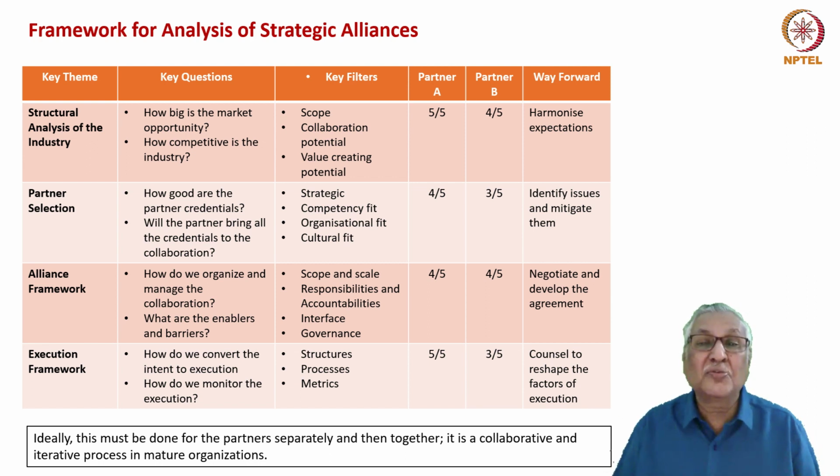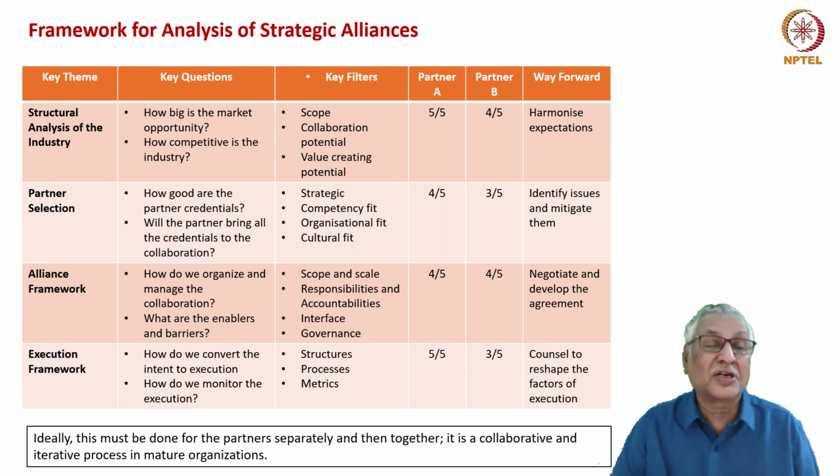Then you also have to think about the key filters. What should be the scope of the alliance? What is the collaboration potential in that industry? And what is the value creating potential in that industry? All these questions are from the industry perspective and have to be answered from the industry perspective. This analysis typically has to be done for partner A and partner B independently and then harmonized.